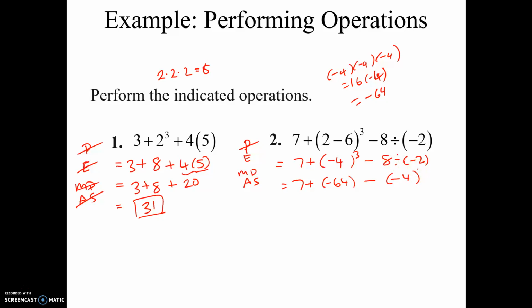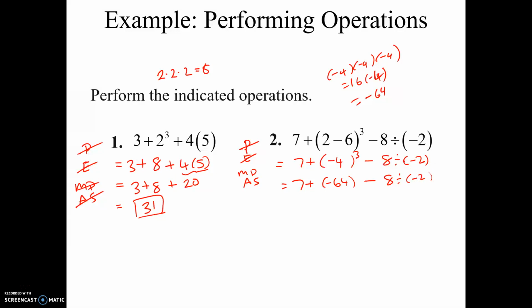Doing this is incorrect because I'm not on the multiplication or division step. I'm only on the exponent step. So I wanted to show you guys that if you do this, this will be incorrect because we're not on the multiplication and division step. So let's erase that and let's keep it the way it is, which is 8 divided by negative 2.